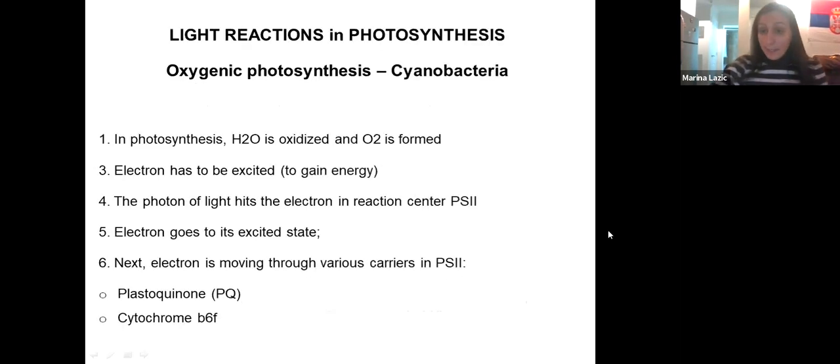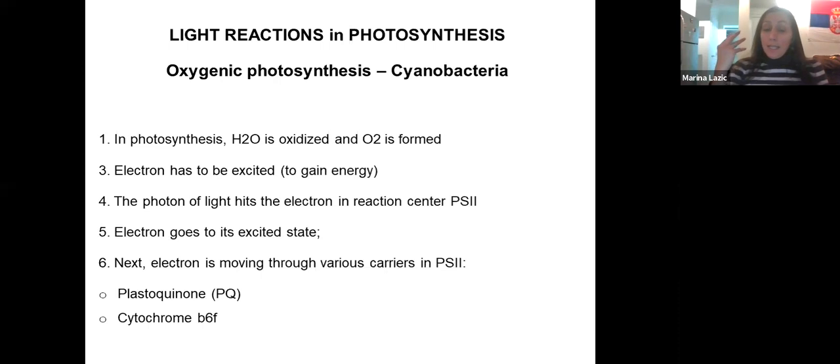So what's happening in light reactions? In light reactions in photosynthesis, you need to know that water is oxidized and oxygen is formed. And of course, it requires light. The light used in light reactions is used for an electron to be excited. When a photon of light hits the electron, the electron gains energy, so the electron moves from basic to excited state.